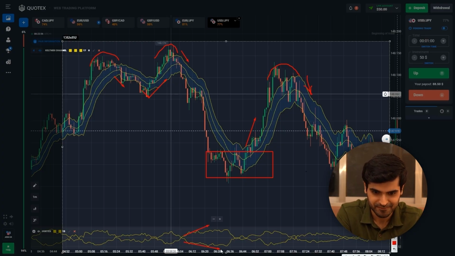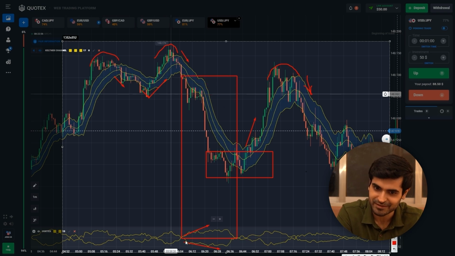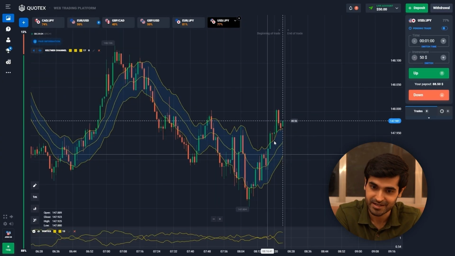Vortex will serve as our filter, indicating trend strength. When movement begins, the indicator lines diverge. When weakening, they cross back. Our goal is to enter trades based on Keltner Channel signals, but avoid getting in when Vortex shows weak momentum. I'll show you ideal indicator settings at the end.